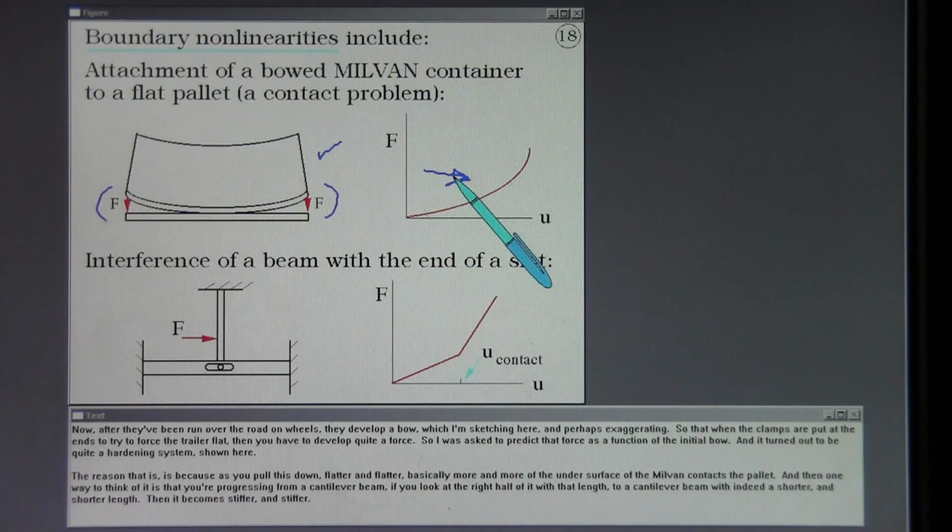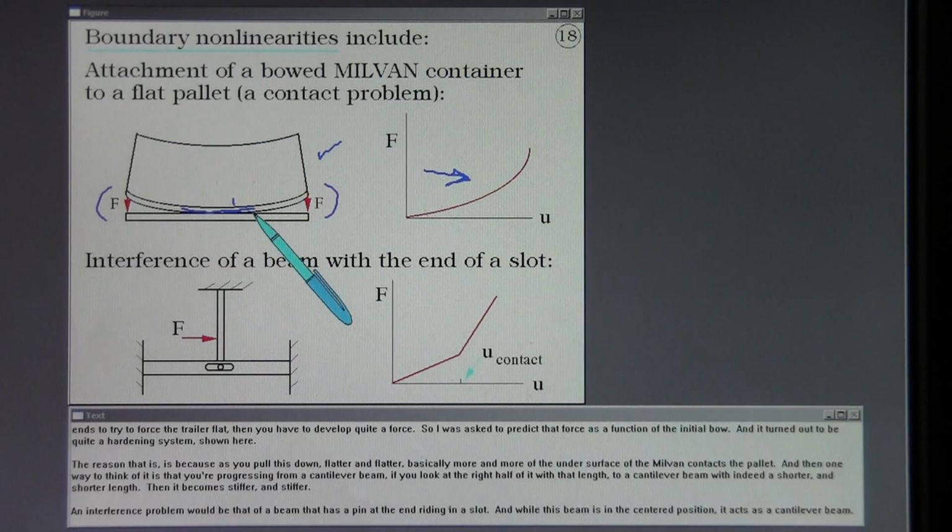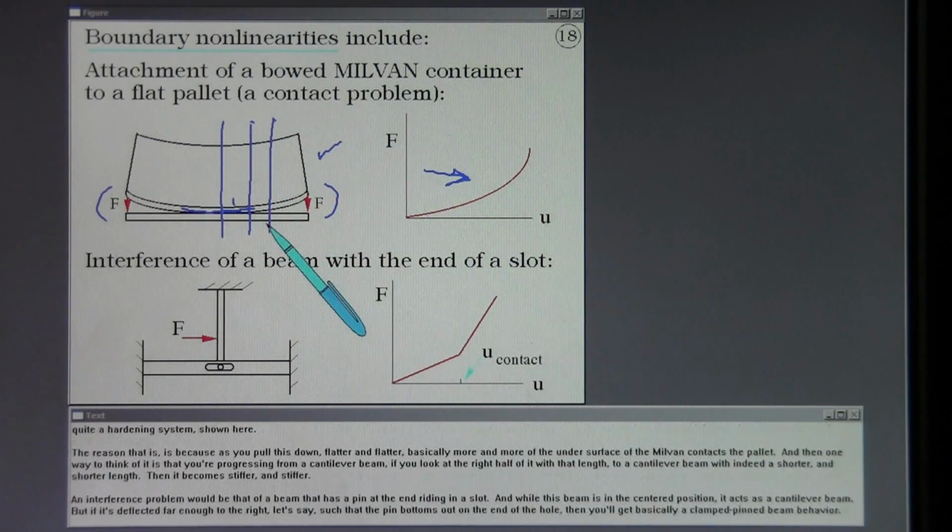The reason is because as you pull this down flatter and flatter, basically more and more of the undersurface of the mill van contacts the pallet. And then one way to think of it is that you're progressing from a cantilever beam, if you look at the right half of it, with that length to a cantilever beam with indeed a shorter and shorter length, and it becomes stiffer and stiffer.